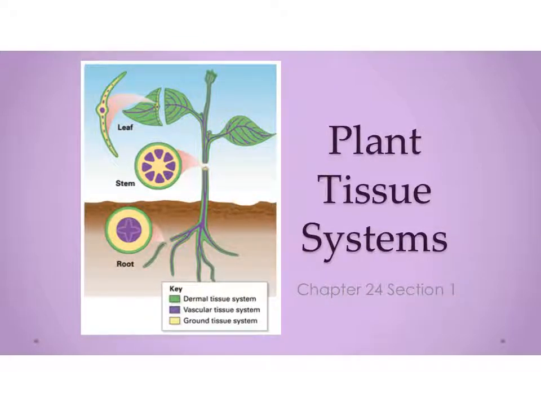All right, today we're going to look at plant tissue systems and the parts of the plant. You should be on page 7 of your note booklet, and the top half is going to be the tissues and the bottom half is going to be the plant parts.